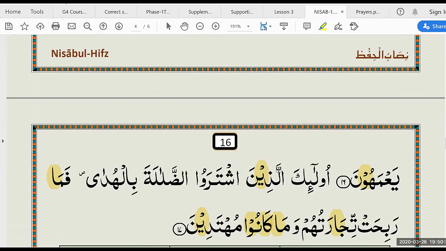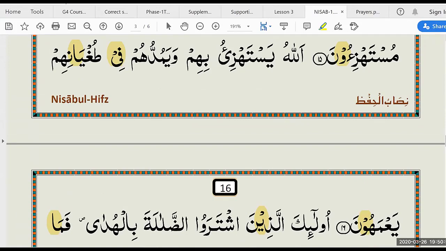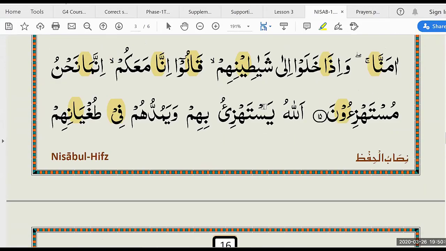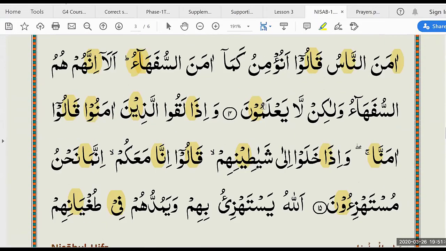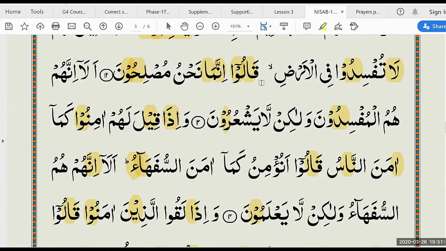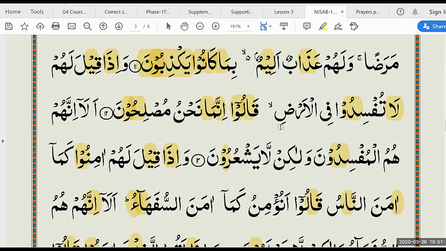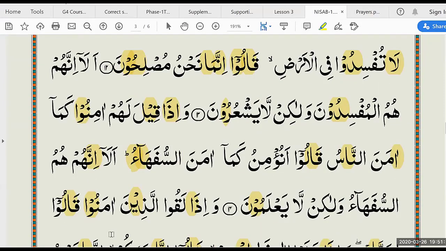Okay. Jazakumullah. Very well read, L245 as well. Just a few things. Let me just scroll up for a second. This is taking too much. Okay.